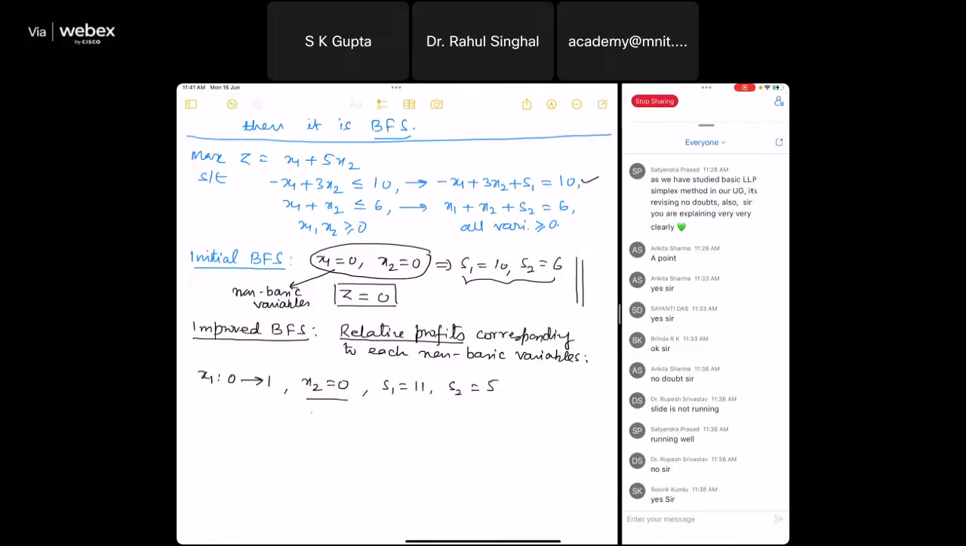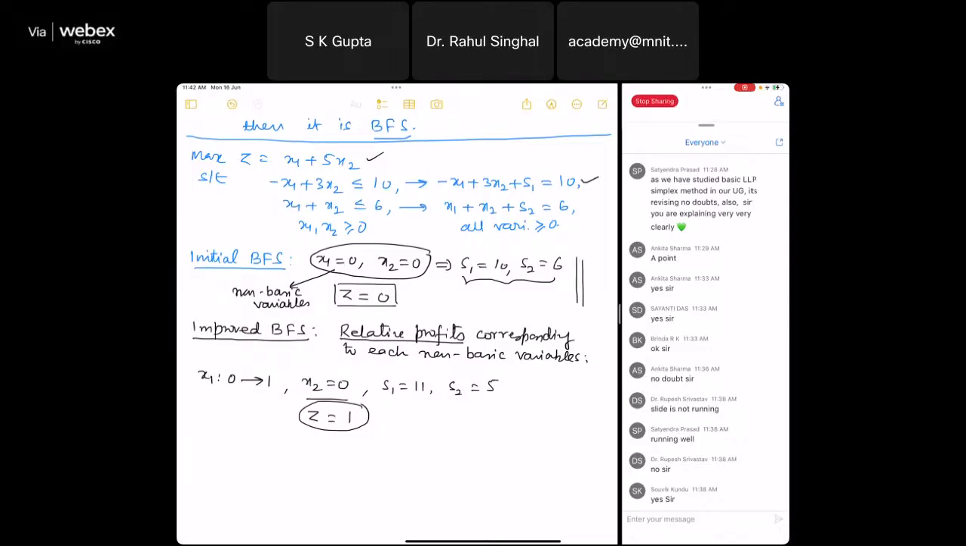So at this point, what is z? When you put x1 equal to 1 and x2 equal to 0 in this objective function, you will get z equal to 1. So is the value of z improved? Yes. Initially it was 0, now it is 1. That means the initial BFS is not optimal. We have to go for some other BFS to find the optimal solution.